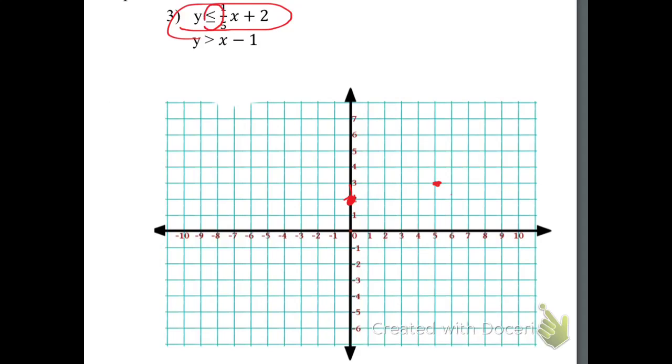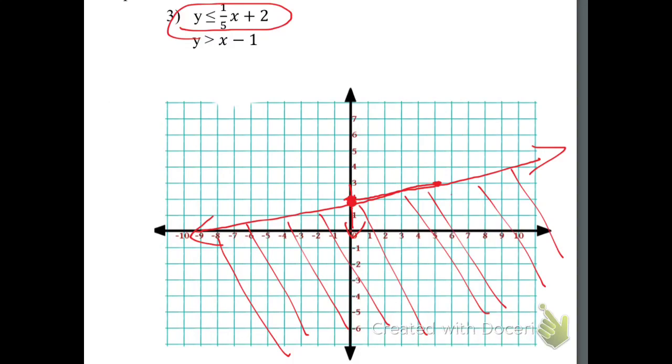This line is going to be solid because it's got that equal to part. It's less than or equal to. Since it's less than or equal to, we're going to do a solid line that goes through the points. And it looks like that. My inequality is y is less than or equal to. So go to your y-intercept, and less than is below this line here. So we're going to shade below the line because it says less than.